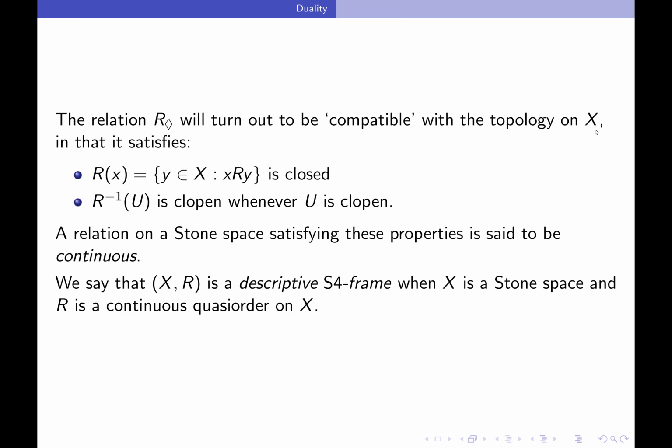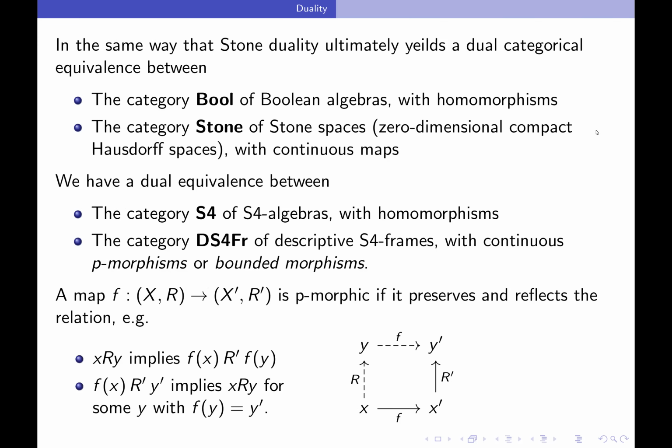So if we have a relation on a Stone space like this, we call it continuous, and a relational structure where this happens, where X is a Stone space and R is a continuous quasi-order, we'll call that a descriptive S4 frame. So Stone duality gives you a full categorical duality between Boolean algebras and Stone spaces. All right, and in the same way, and this really is vastly more general, we get this dual equivalence between the S4 algebras with homomorphisms and these relational spaces, which we'll call the category of descriptive S4 frames.